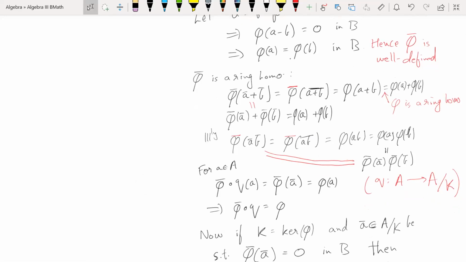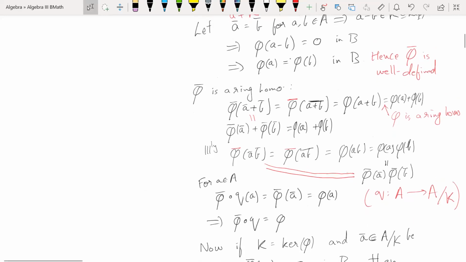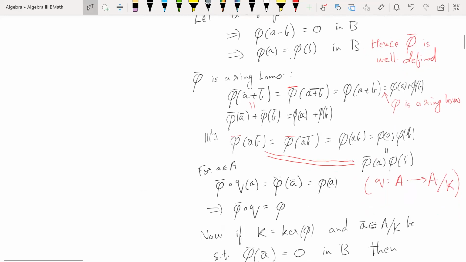Okay, so that proves the first half of the theorem proposition. The last sentence is, if K is equal to kernel phi, then we want to show that phi bar is injective. So to show phi bar is injective, it's enough to show that the kernel of phi bar is 0. Yeah, it's the 0 element of A mod K.